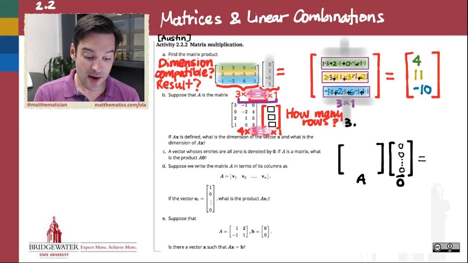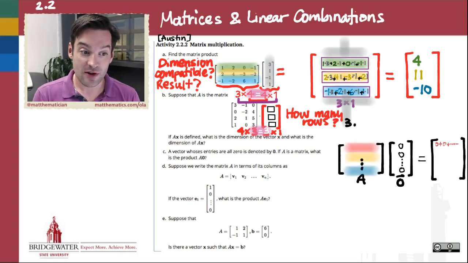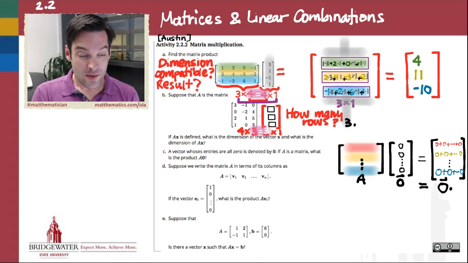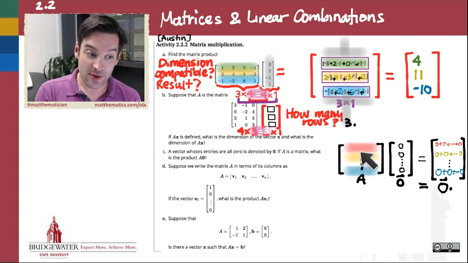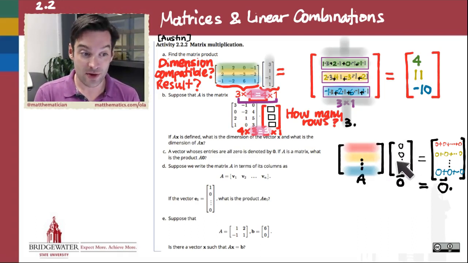Well, the result, as you might expect, is going to be a vector, all of whose entries are equal to 0. Why? Because every one of the entries in this product is going to be the result of adding the products of some row of A with the column of all zeros. And 0 times anything plus 0 times anything plus 0 times anything, and so on, is always going to give me a sum of zeros, which turns out to just be 0. So A times the 0 vector is always going to give me the 0 vector.